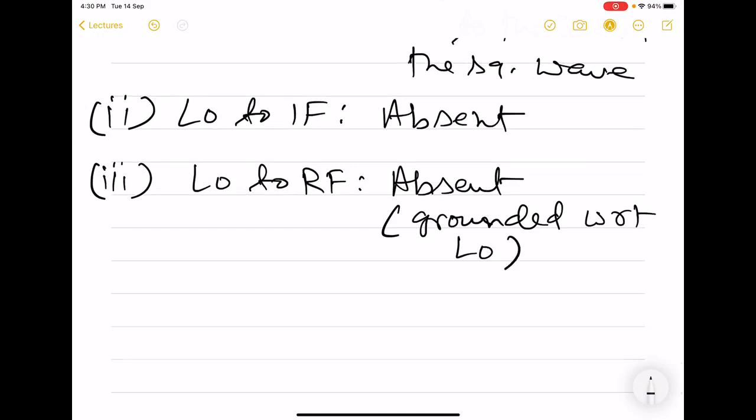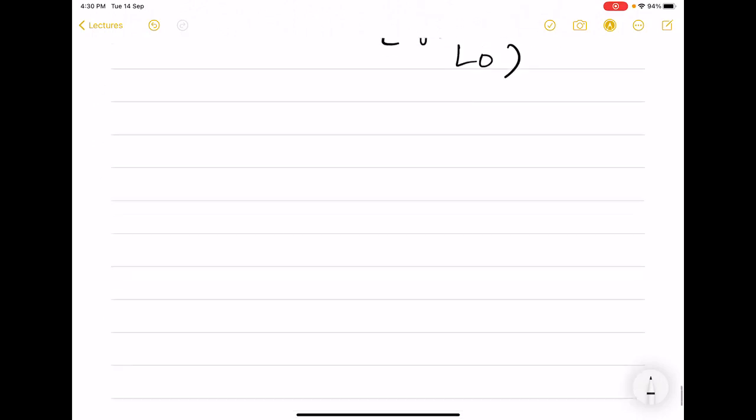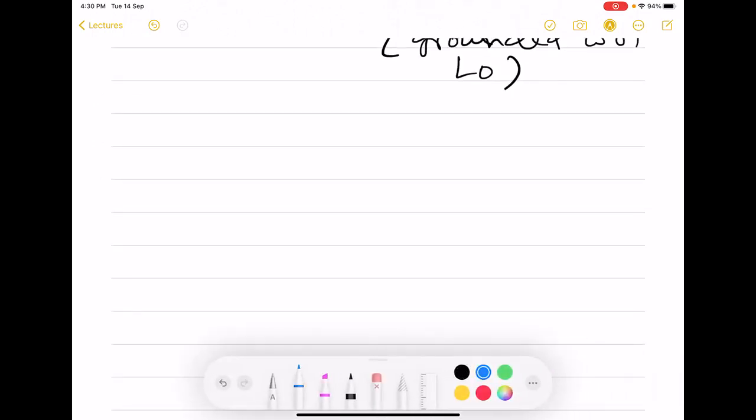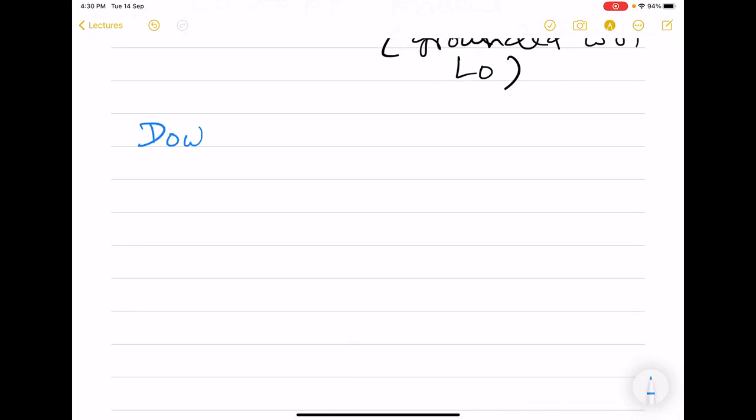So we see that isolation is better in this case, although the conversion gain is the same as that of a MOS-based single balanced mixer. Now, when we converted MOS single balanced to double balanced, we had conversion gain and better isolation also. So here also we can try to see what the behavior of a double balanced mixer is.